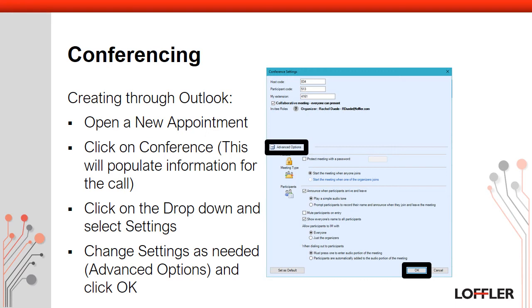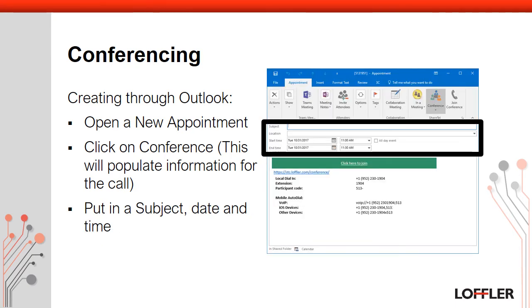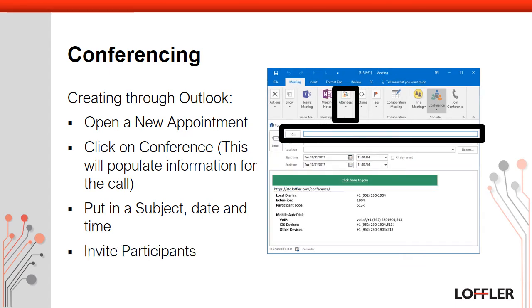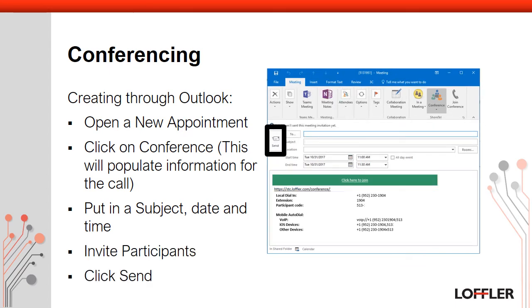You could change the participant or host code, or click on the Advanced settings to add a password, choose when the conference starts, play an audio tone when someone joins, or whether or not to show participants to everyone. Once you've made your changes, click OK. Put in a subject, date, and time for the meeting. Invite participants and click Send.